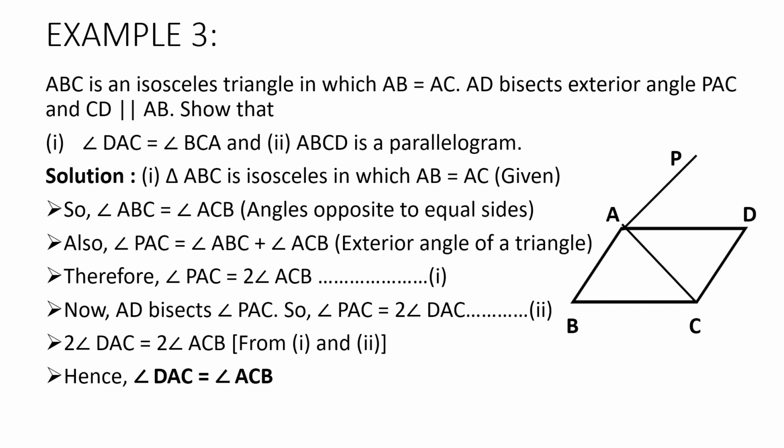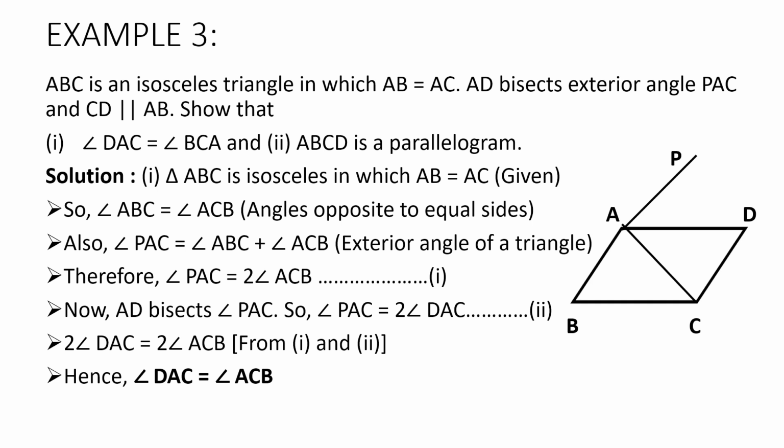ABC is an isosceles triangle in which AB equal to AC, AD bisects exterior angle PAC, and CD is parallel to AB. Show that first thing, angle DAC and angle BCA are equal, and second thing, ABCD is a parallelogram. First of all, let us try to understand the diagram. Triangle ABC is isosceles in which AB is equal to AC. Two sides are equal. Now we know that if two sides are equal, angles opposite to them will also be equal. So angle B and angle C will be equal.